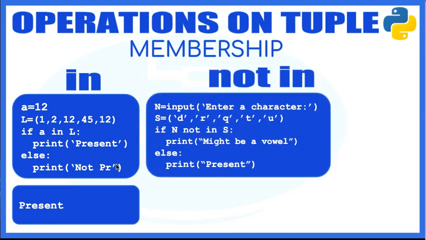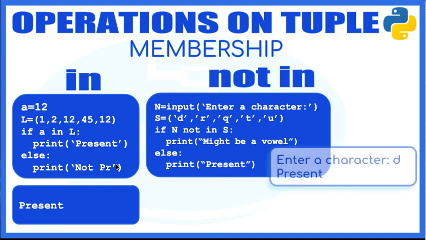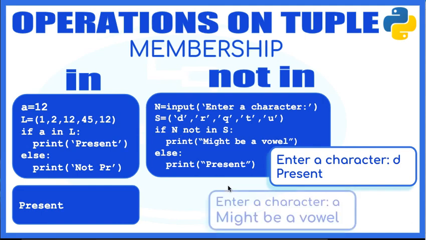Similarly, with not in, if you are accepting a character and you are checking whether it is not existing in S, then it might be a vowel. So suppose the character that you've entered is D. So D is very much present. That means this condition will be false, because this condition says D not in S, but it is in S. Therefore it is going to print present. But in the second case, if the character is A, you will see the answer, it might be a vowel.